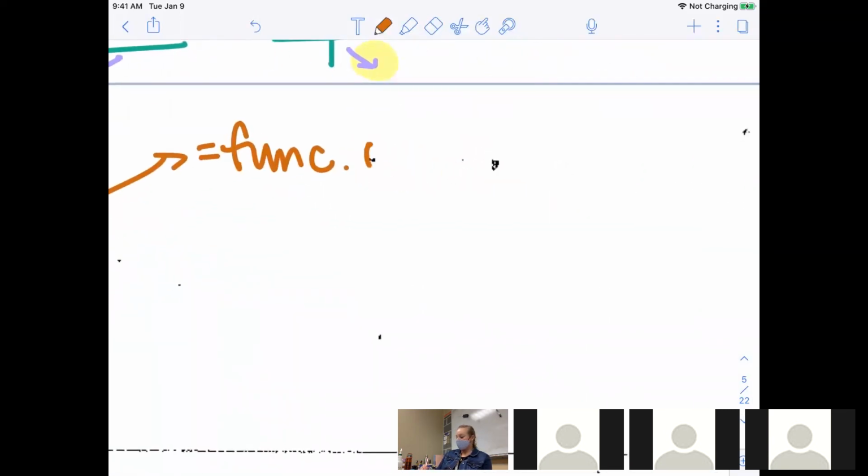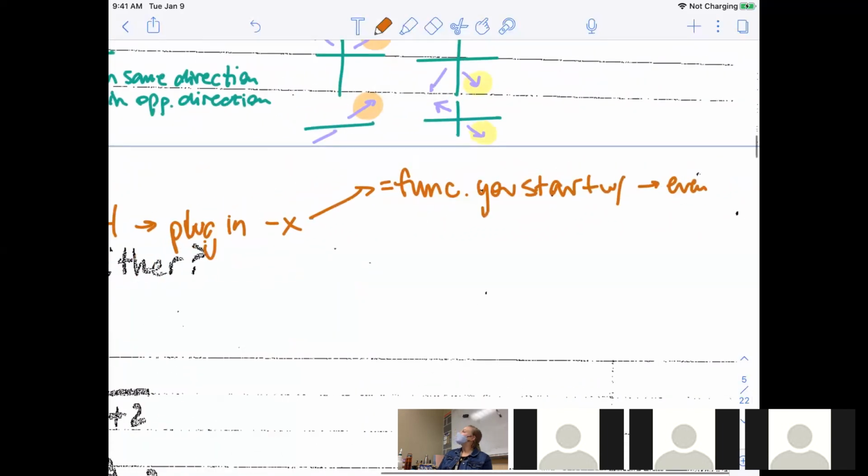If it's equal to the function you started with, then it's even. If we plug in negative x, though, and we get negative the function we started with, then it's odd. And if we don't get either of those things, then it's neither, or none, or whatever you want to call it. But we're going to start by plugging in negative x. So let's just do a couple and see what's going on.